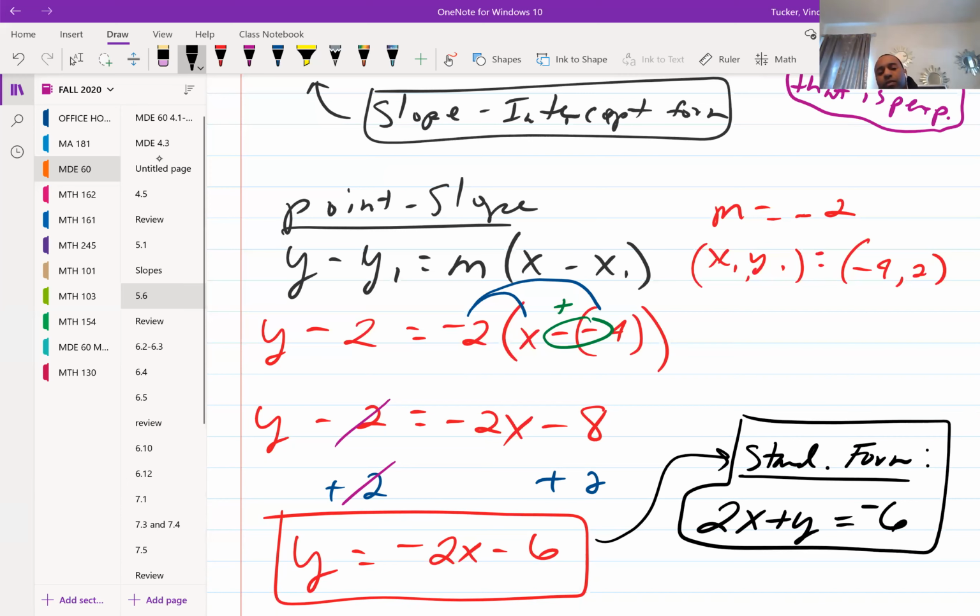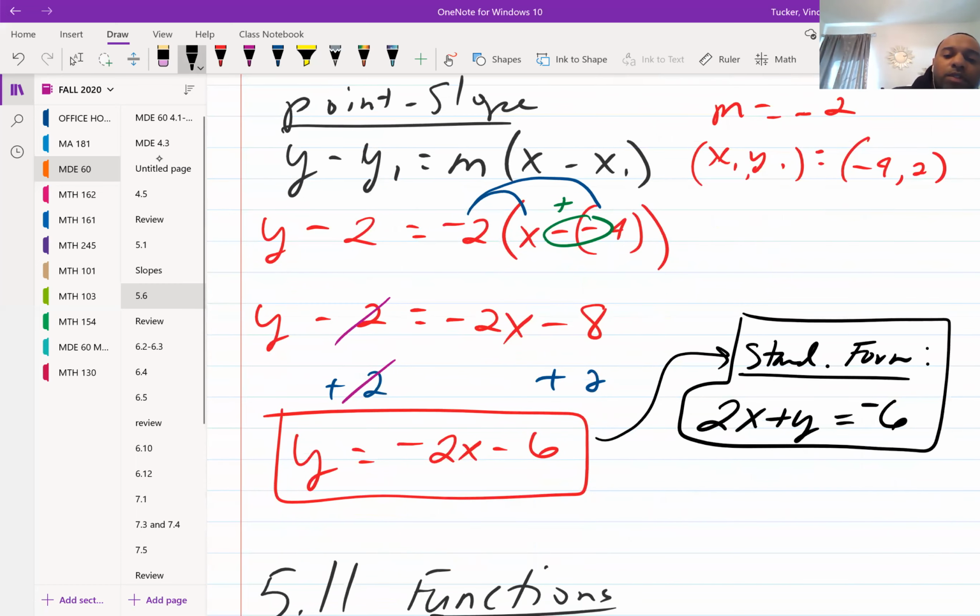So standard form for this one, we would have added 2x to both sides. So that'd be 2x plus y equal to negative 6. Standard form. And then if they ask for this one, it is slope intercept.